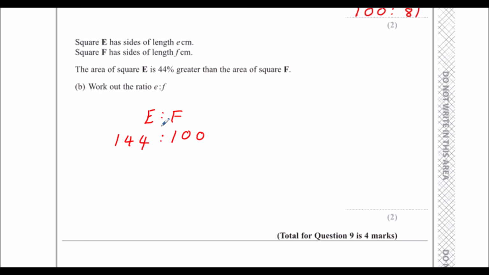This is for area. We want length this time. So to go from area back to length, we're going to square root. And these are both square numbers, so that's helpful. Square root 144 is 12. Square root 100 is 10. So that's 12 to 10. It doesn't say we have to, but we can simplify this by halving them both. 6 to 5. And there's our answer.